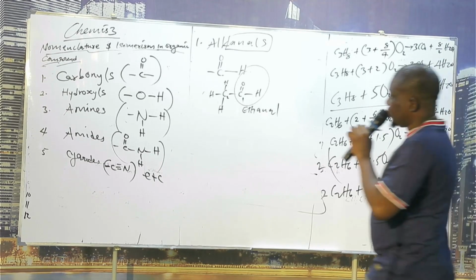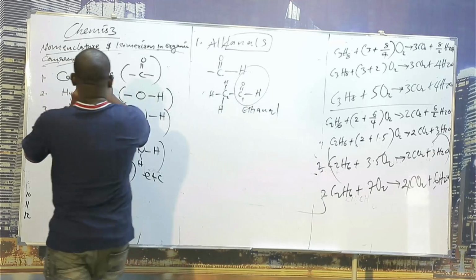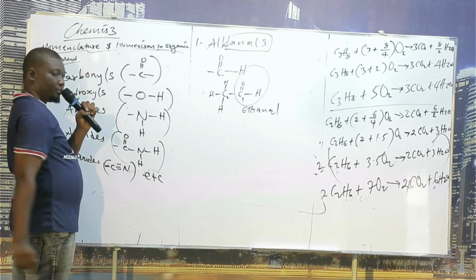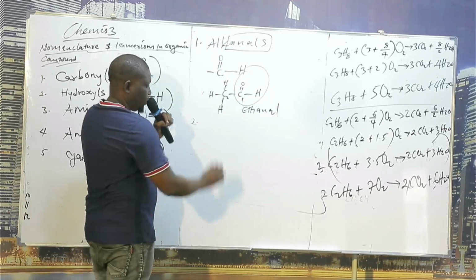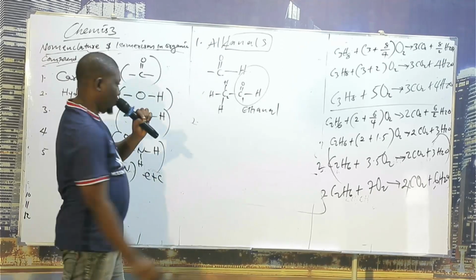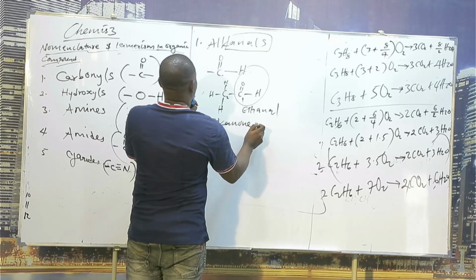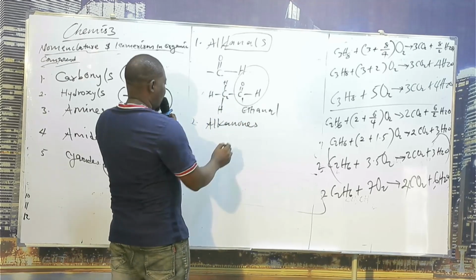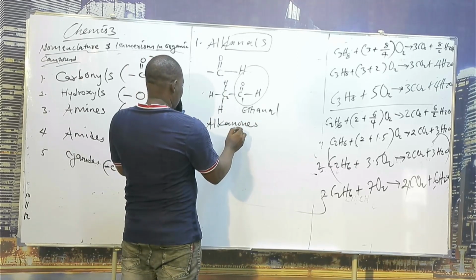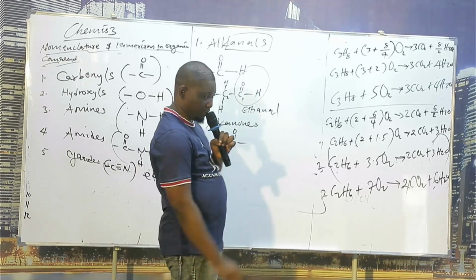Okay, that is for that. There are so many organic compounds that have this carbonyl group. The second one is what? Alkanone. Alkanone is just the original carbonyl.